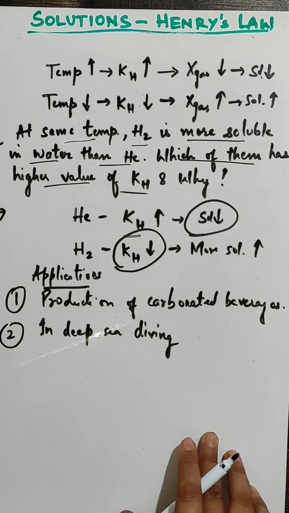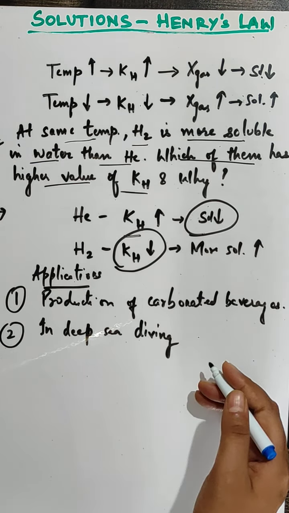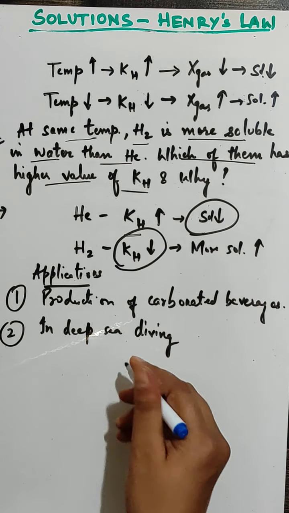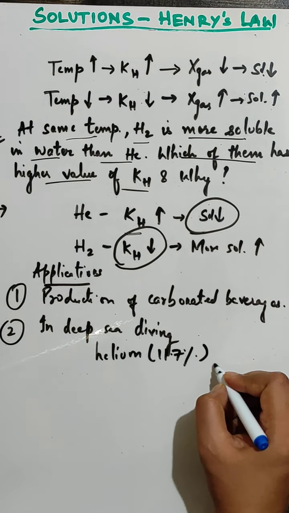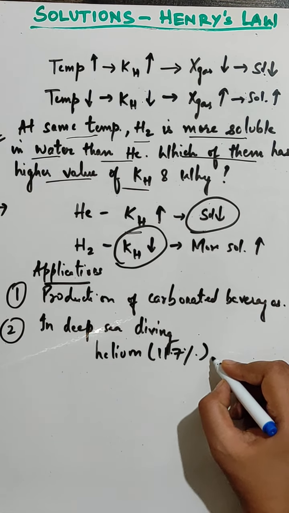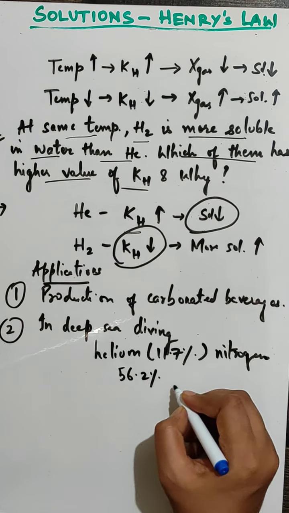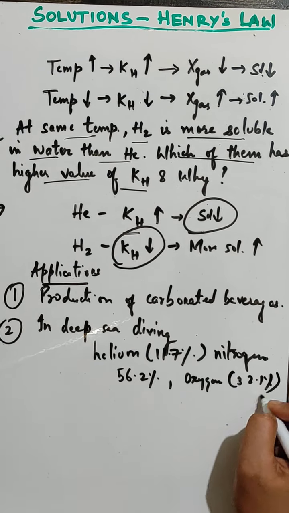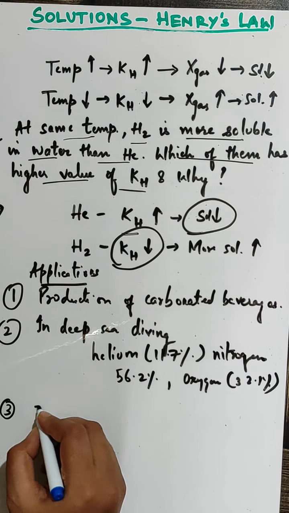To avoid bends as well as the toxic effects of high concentration of nitrogen in blood, the scuba divers carry a tank which is filled with air diluted with helium: helium 11.7%, then nitrogen 56.2%, and oxygen 32.1%.